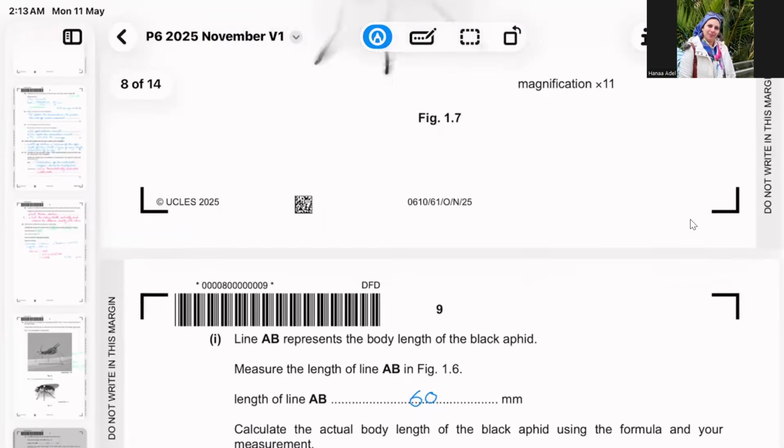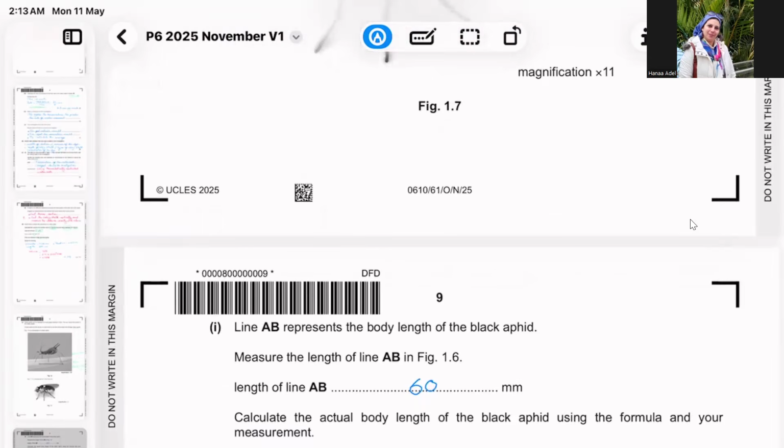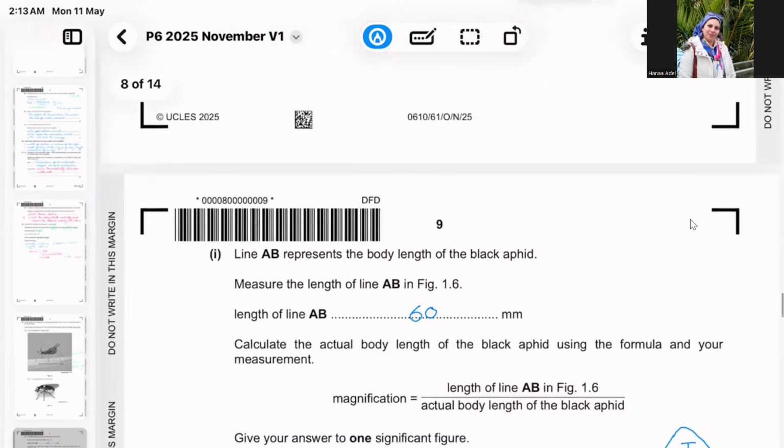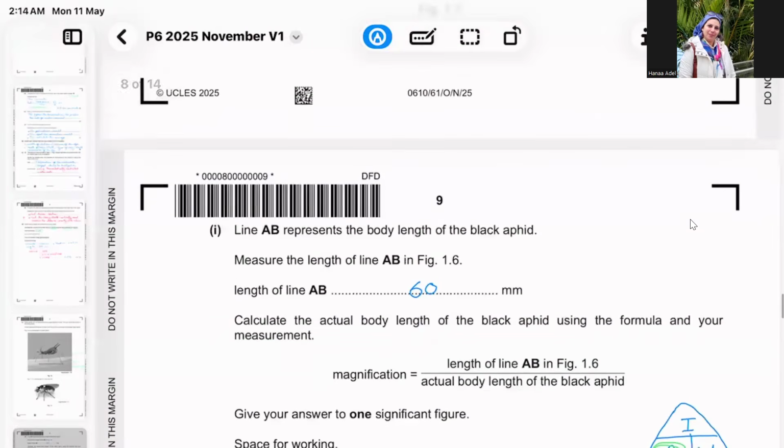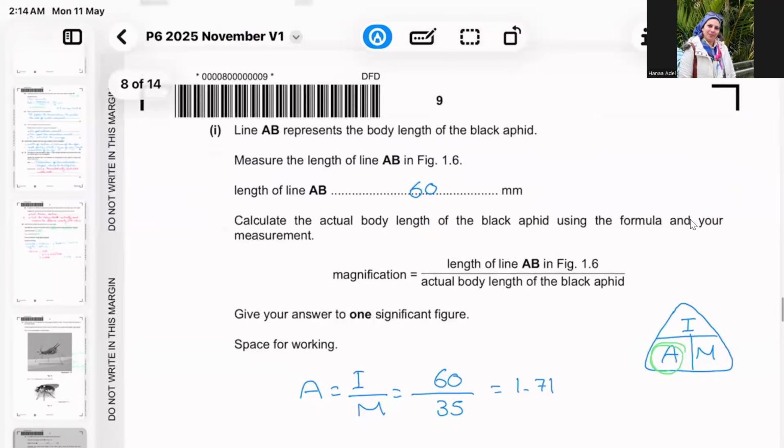Calculate the actual body length of the black aphid using the formula and your measurement. They give us this rule, but to be easier for me and for all of you, we have a magic triangle. This magic triangle says I, A, M. I indicates the image, A indicates the actual length, and M indicates the magnification. Then we circle what the question needs to be answered, which is the actual length. So actual length equals image divided by magnification.